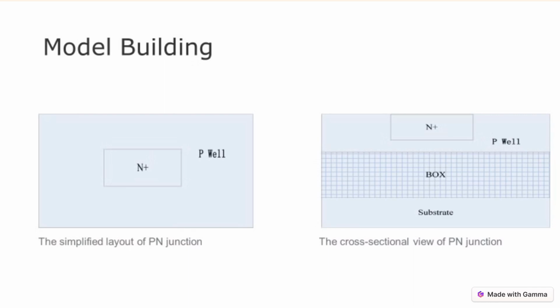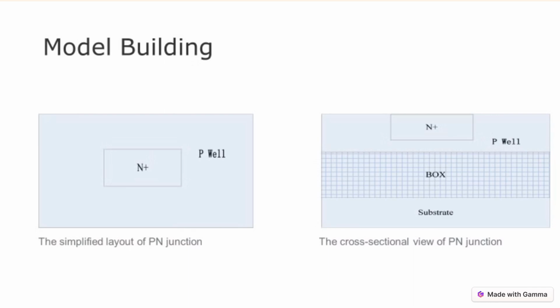This is very different from the PN junction in bulk SOI. So here we'll present a simulation model for this PN junction, and then we'll verify the model based on the measured data. The PN junction was fabricated using the PDSOI process. Here you can see two figures. The first one is the simplified layout of the PN junction, and the second one is the cross-sectional view of the PN junction.